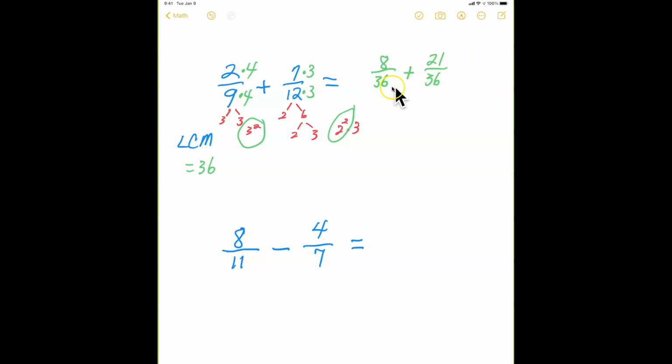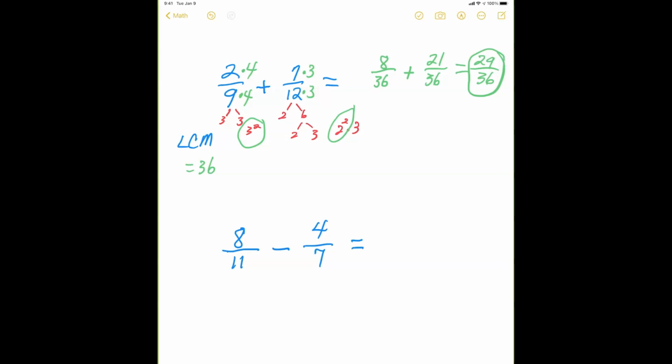The units are the same size, so we just add the number. 8 plus 21, that gives us 29. 29 what? 29/36. So that's our answer. And often our answer does not look a lot like what we started with. So 2/9 plus 7/12 is 29/36.